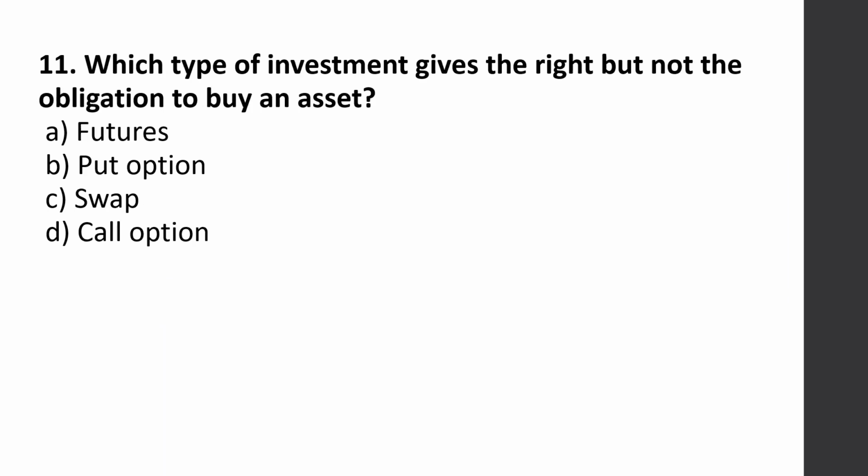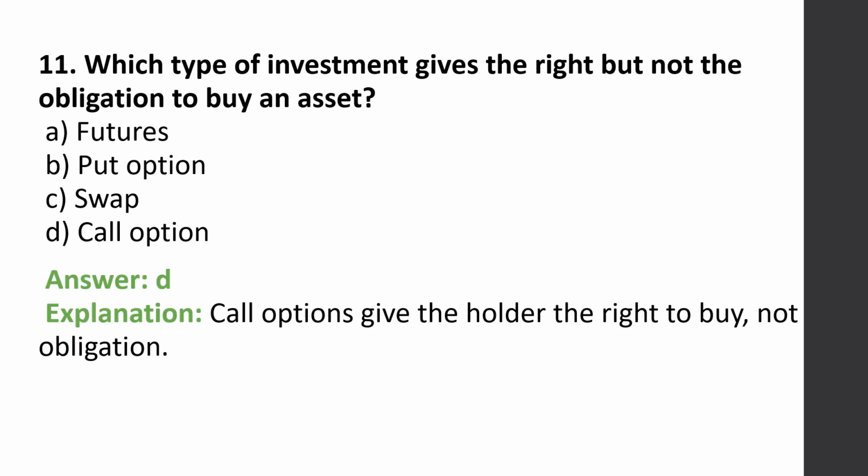Next question. Which type of investment gives the right but not the obligation to buy an asset? Option A futures, option B put option, option C swap and option D call option. Correct answer is option D call option.